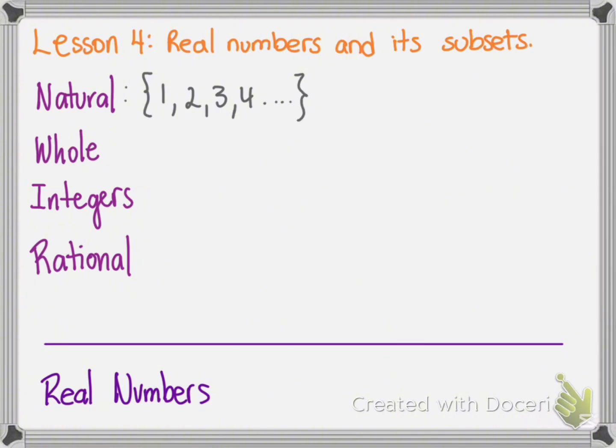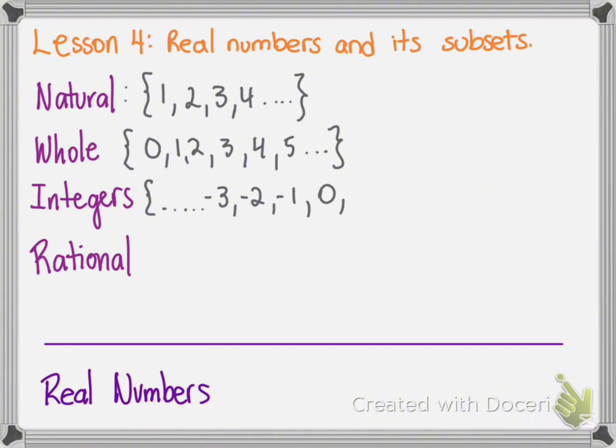Now, after you learn that, you also learn that 0 exists. So we're going to put 1, 2, 3, 4, 5 also, but we have to include the 0 in the whole numbers. After we know that, we also learn that the negative numbers exist. Now that's also infinite, so we include the -3, -2, -1, and then 0, 1, 2, 3, 4.